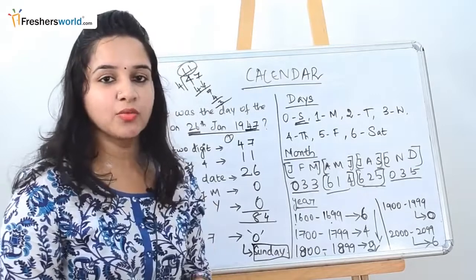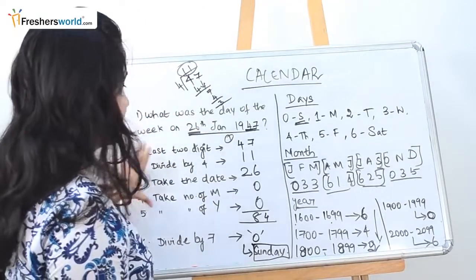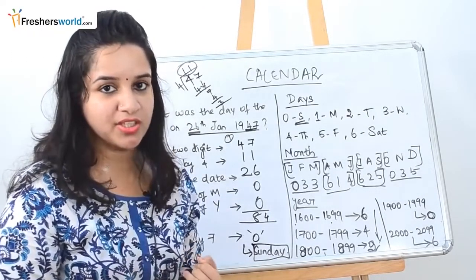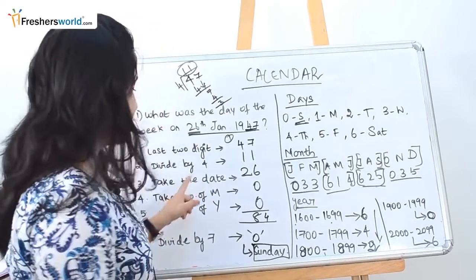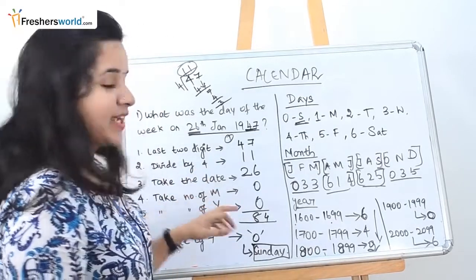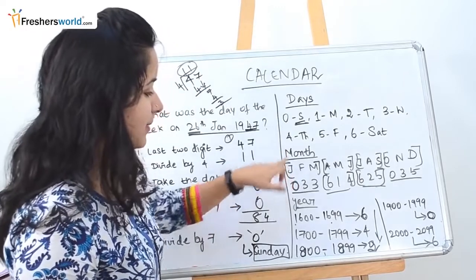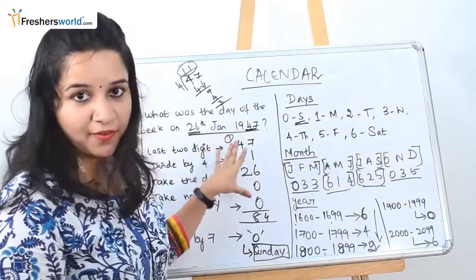So in this question, what you need to know is, for the first 5 steps, first take the last 2 digits, divided by 4. Next take the date. Next take the number corresponding to the month, and the number corresponding to the year. Once you get the first 5, add them.